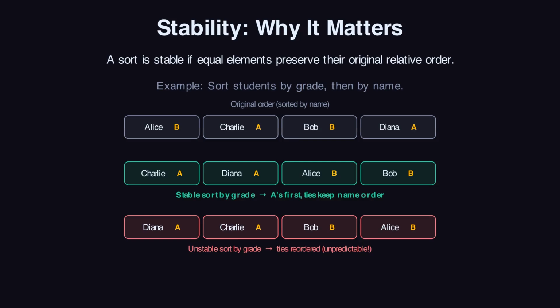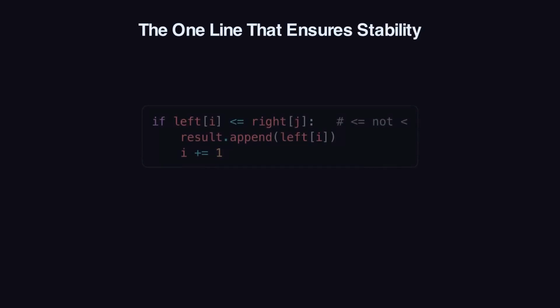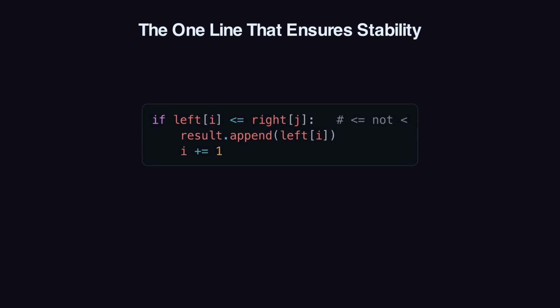With an unstable sort, the within-grade ordering is unpredictable. You might get Diana before Charlie, even though Charlie came first alphabetically. When you chain multiple sort operations, sort by date, then by name, you need each sort to be stable or the earlier ordering gets destroyed.